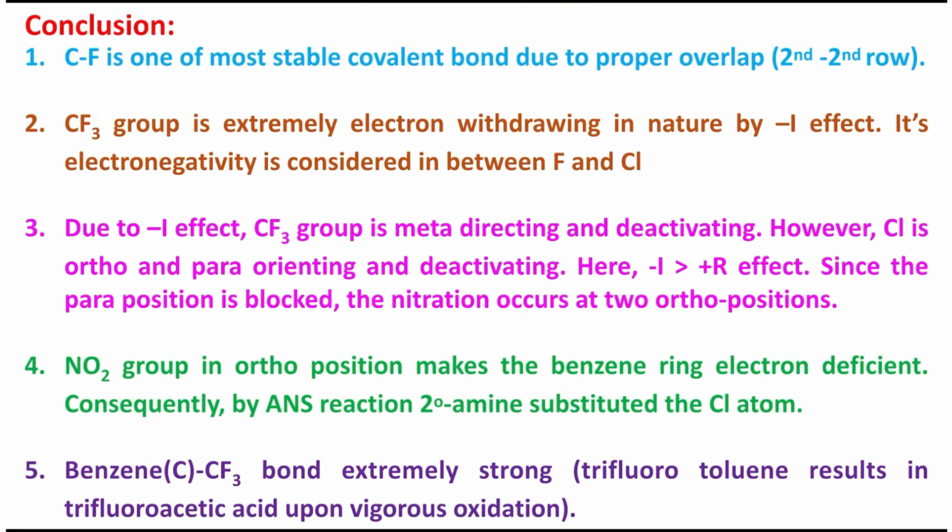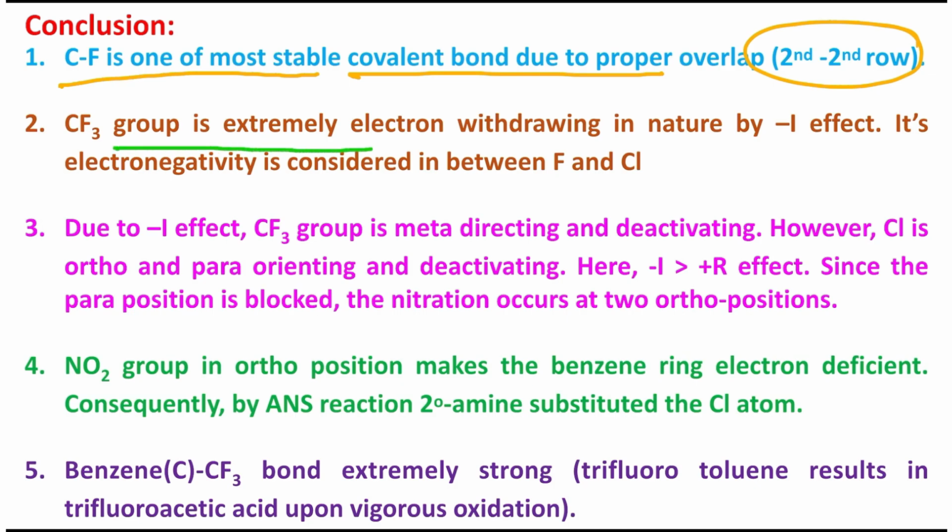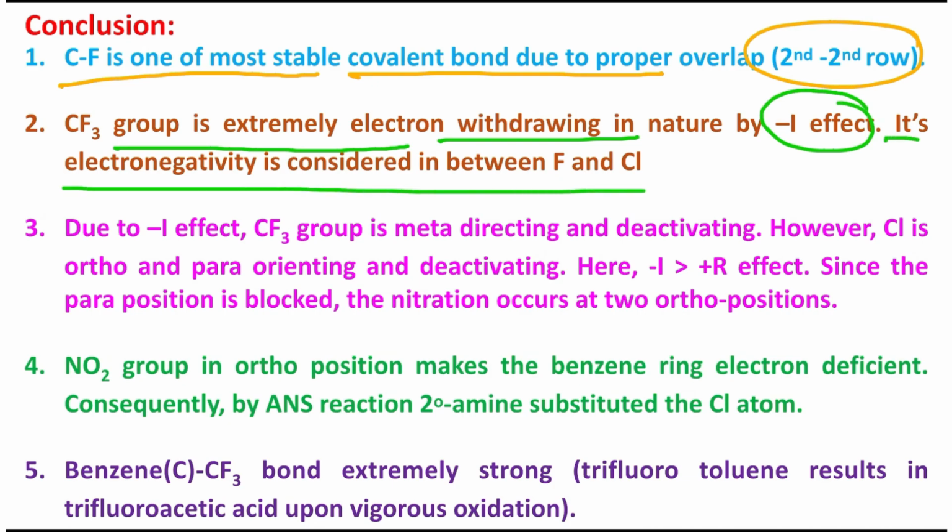Now, in conclusion, what you have learned today is that the C-F bond is one of the most stable covalent bonds due to proper orbital overlap. Actually, both belong to the second row in the periodic table, so overlap is better. In this case, the CF3 group is extremely electron withdrawing in nature, I mean a very strong minus I effect. That's why its electronegativity is considered to be in between fluorine and chlorine. And remember, due to this minus I effect, the CF3 group is meta directing and deactivating.